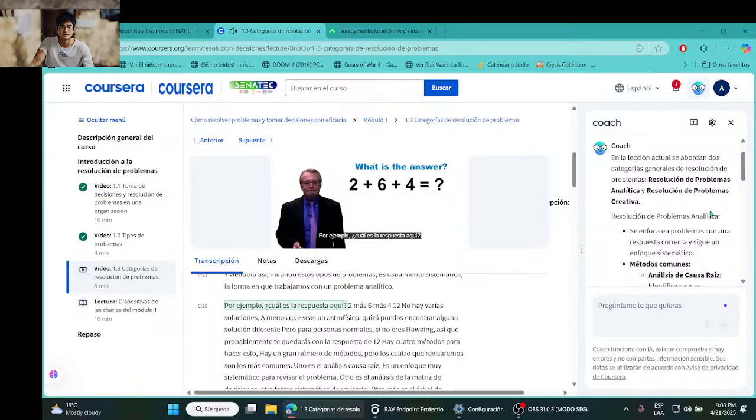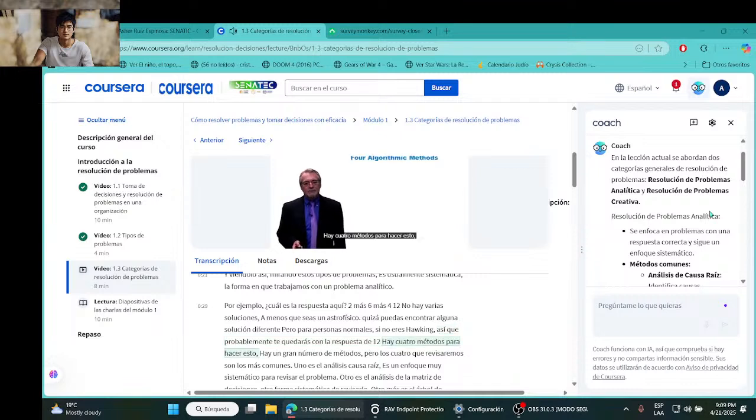For example, what's the answer here? 2 plus 6 plus 4. 12. There's not a number of different answers, unless maybe you're in astrophysics somehow. Maybe we can figure out some different answer. But for normal humans, if you're not Hawking, then you're probably going to end up with the answer of 12.